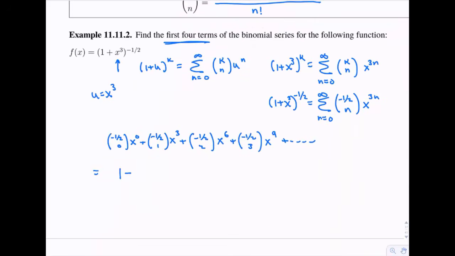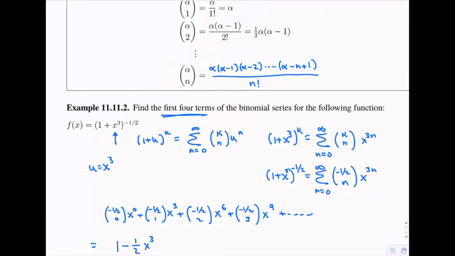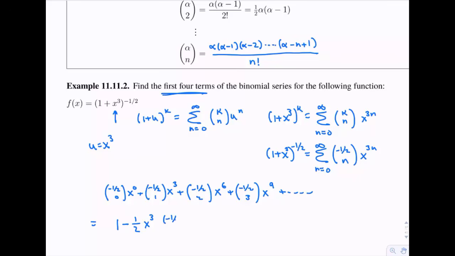All right, when I do alpha choose 1, that's just equal to alpha. So that's going to be negative 1/2 x cubed. And now negative 1/2 choose 2, right? So there's going to be a couple of factors here. I'm going to have negative 1/2, and then negative 1/2 minus 1, so that's going to be negative 3/2. And then you divide that by 2 factorial, or 2 if you'd like.